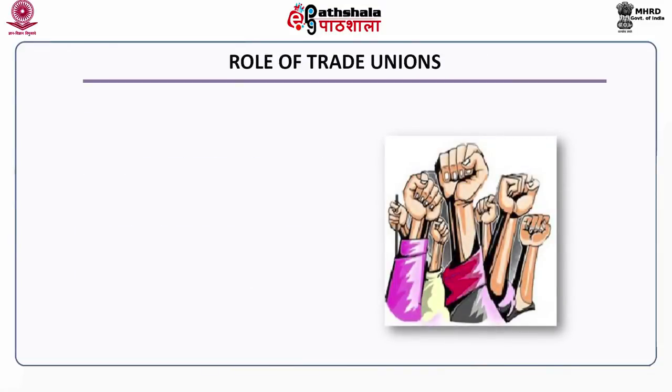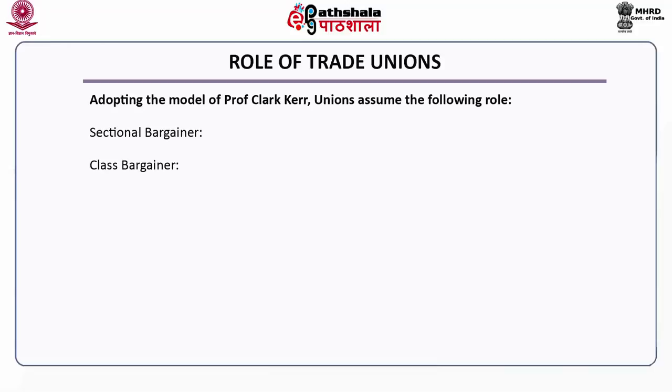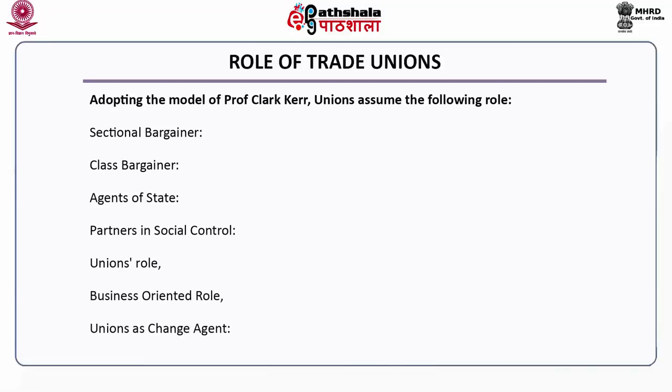What exactly is the role of a trade union in society as far as the employer is concerned? Adopting the model of Professor Clark Kerr, unions assume the following roles: sectional bargainer, class bargainer, agents of state, partners in social control, unions' role as enemies of the economic system, business-oriented role, and unions as change agent. First of all, we have sectional bargainers.